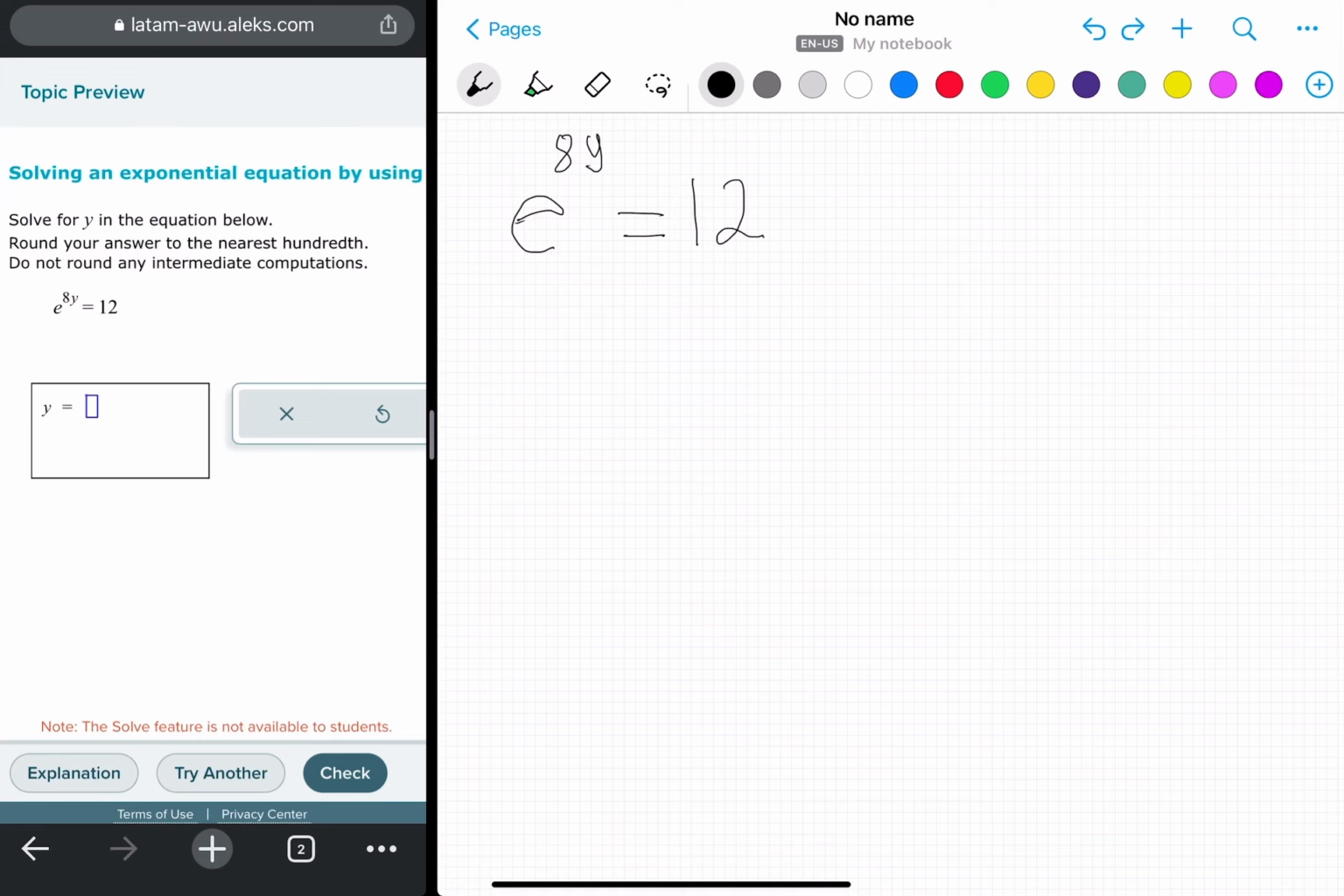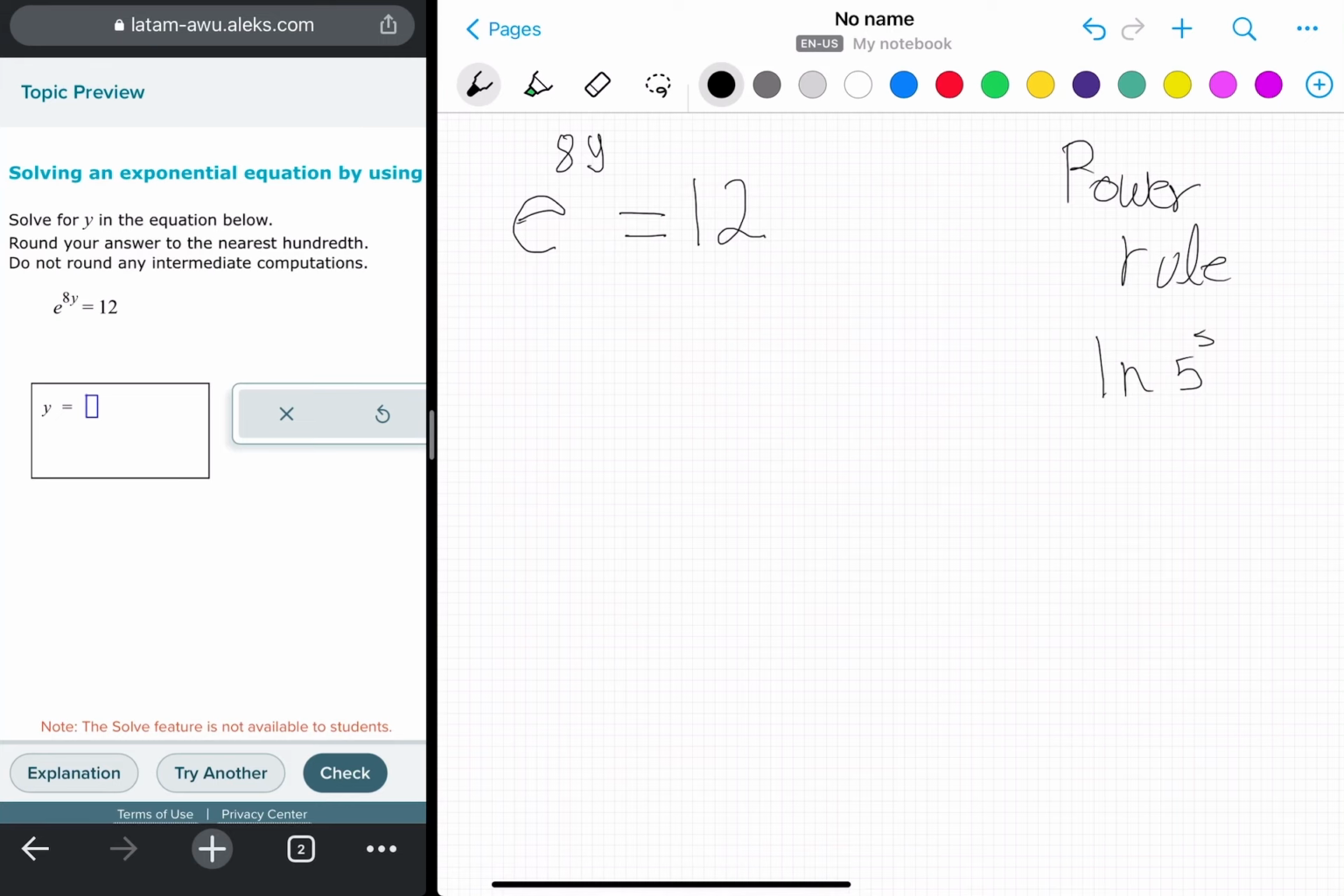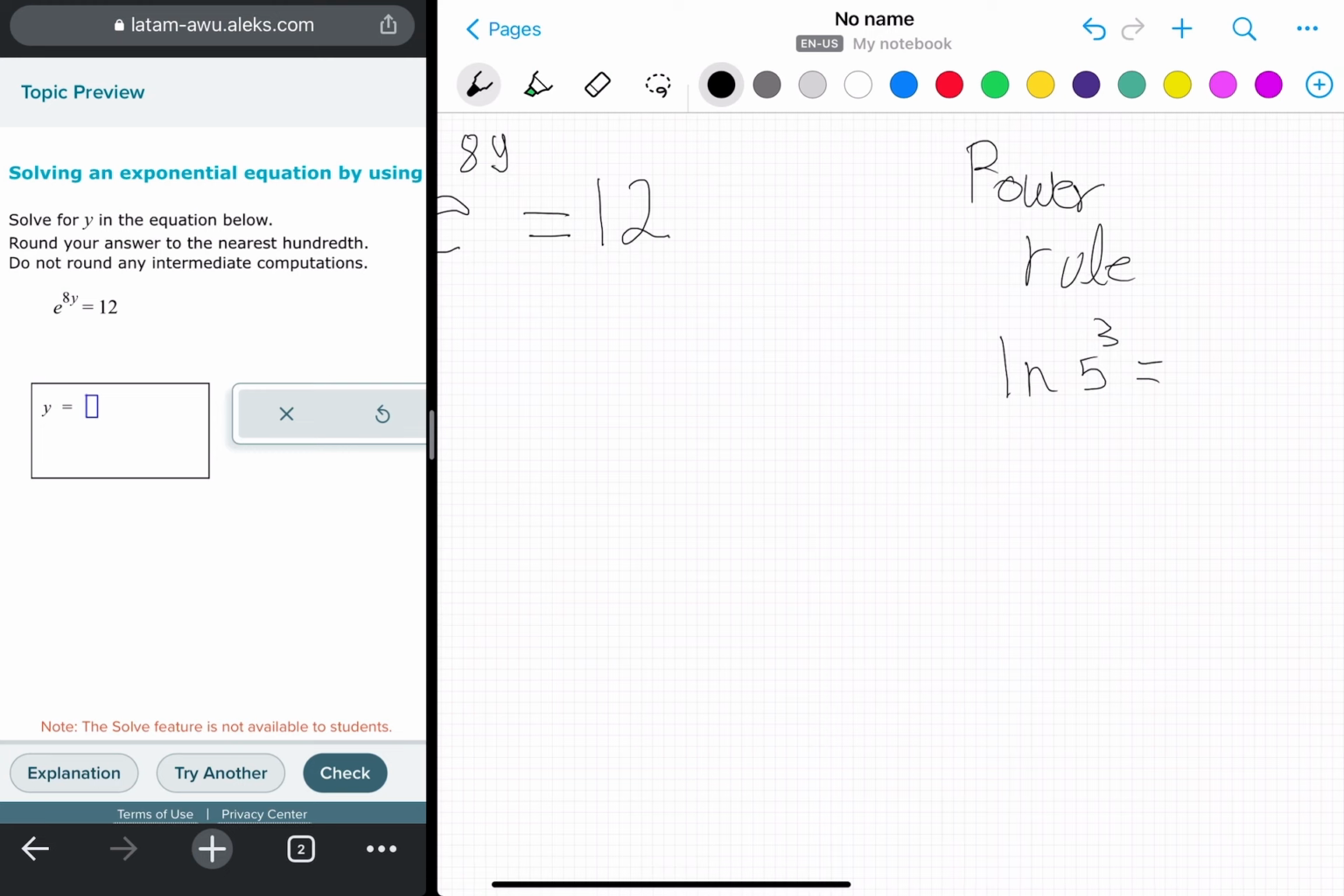Because I have y in the exponent, I need to apply a rule, which is the power rule of logarithms, which tells me whenever you have the natural logarithm of a number, for example 5, to the third power, you can take that exponent down like this. All I did was take this number and place it here.